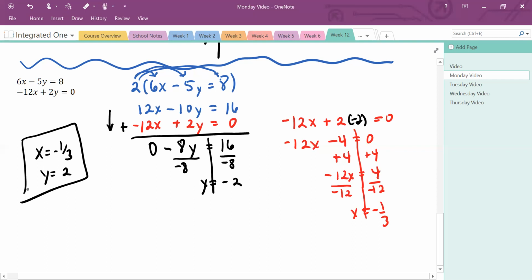All right, those are your different methods of using the elimination method, multiplying the top, or it could be your bottom equation, in order to eliminate your x's or your y's.